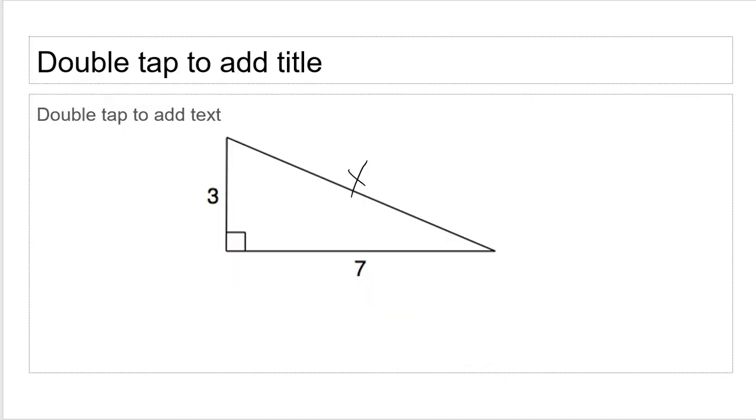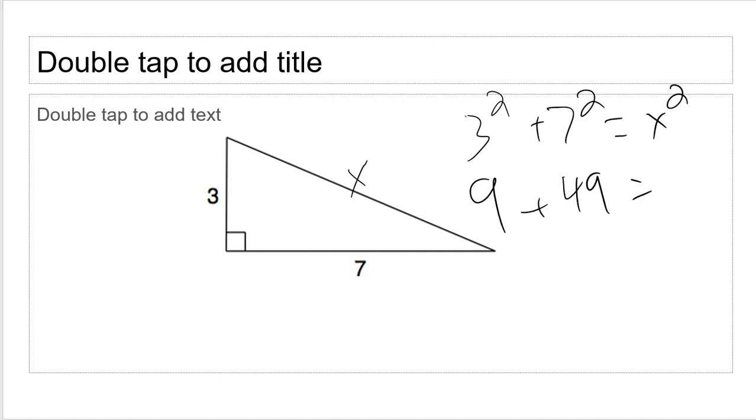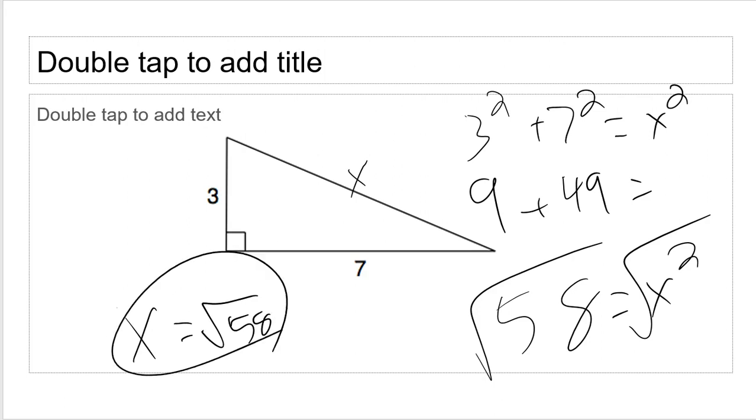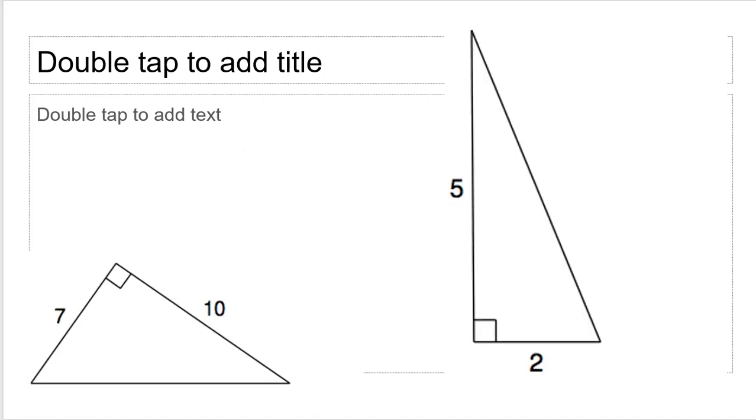Alright, let's keep it rolling. So we have 3 squared plus 7 squared equals x squared. We get 9 plus 49. It's good to know your perfect squares. Take 9 plus 49, we get 58 equals x squared. With these, I want you to leave them as the square root of 58. I don't want you to round it. I don't want you to get 7.6. I'd rather you keep it as the square root of 58. That would be nice.